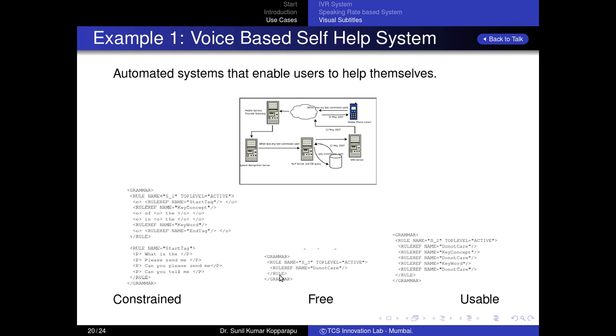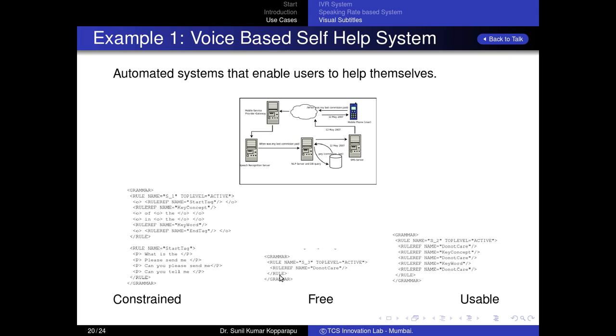In this case, we have a very free language model, in speech recognition terminology, where the user can ask what he wants, and hence it's very flexible, but there is a high likelihood that the computer or the technology will make mistakes.